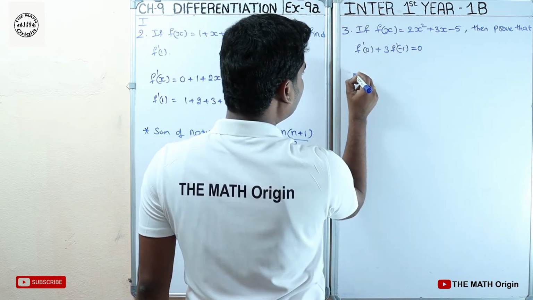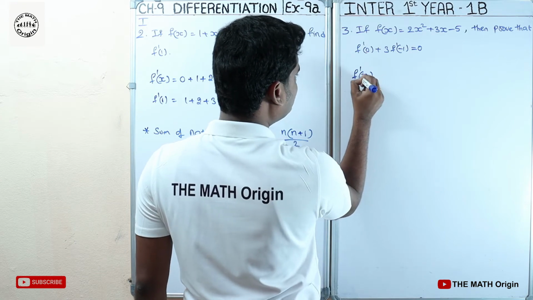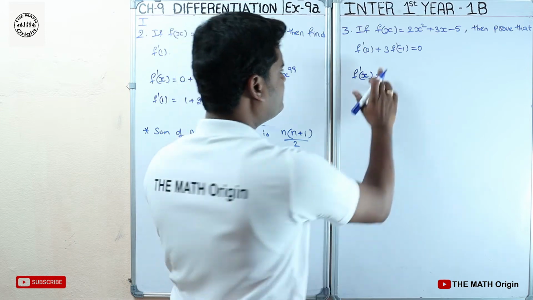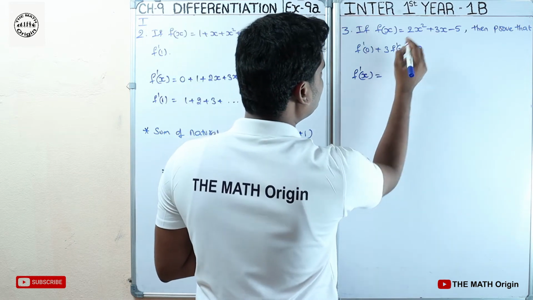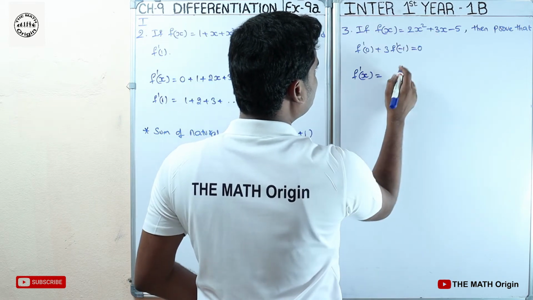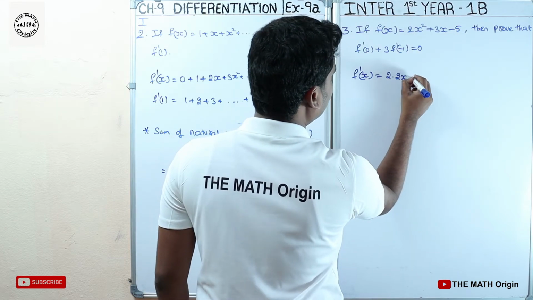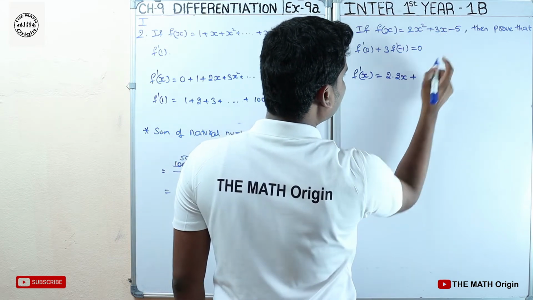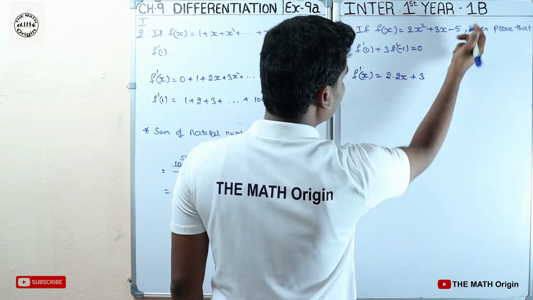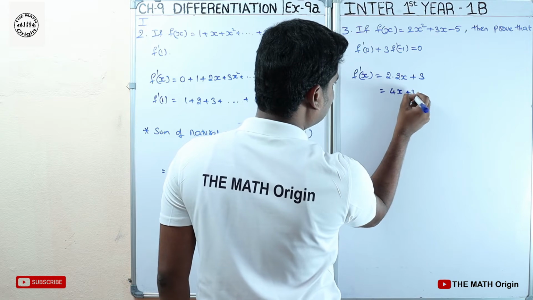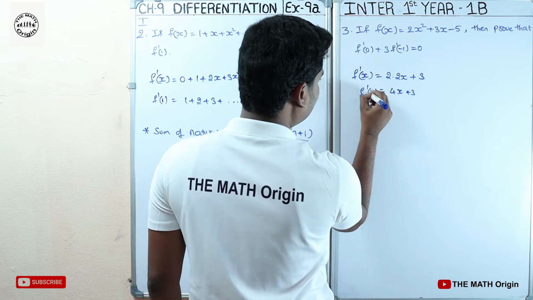So now let's find f'(x). f'(x) means differentiation of the given function. So f'(x) equals differentiation of 2x², which is 2 into 2x, plus differentiation of 3x is 3, plus differentiation of minus 5 is 0. Therefore that equals 4x plus 3. We got f'(x).